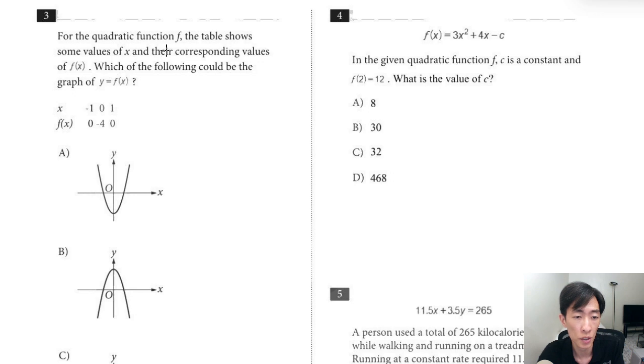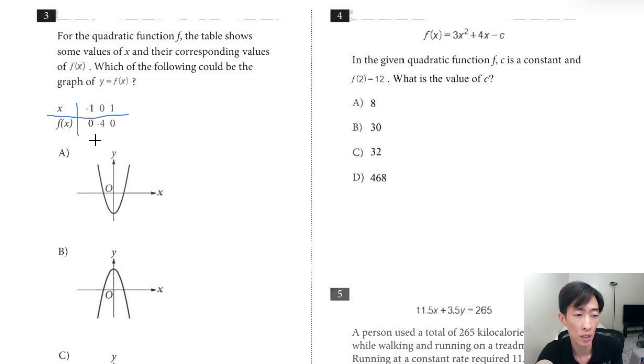Question 3, for the quadratic function f, the table shows some values of x and their corresponding values of f of x. Which of the following could be the graph of y equals f of x? So this is obviously a table. It should look like a table. What you'll notice is that this is most likely a parabola if you glance at the answers.